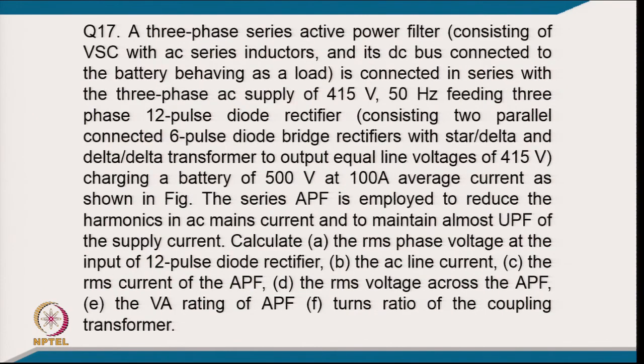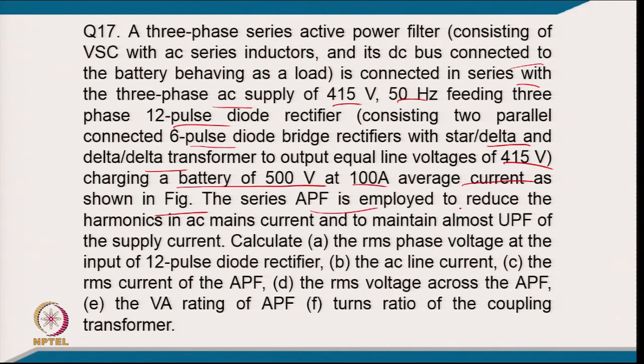So, coming to numerical problem 17: a 3-phase series active power filter consisting of a voltage source converter with an AC series inductor and its DC bus connected to a battery behaving as a load is connected in series with the 3-phase AC supply of 415 volt 50 Hz, feeding a 3-phase 12 pulse diode rectifier consisting of two parallel connected 6 pulse diode rectifiers with a star delta and delta delta transformer to output equal line voltage of 415 volt, charging a battery of 500 volt at a 100 ampere average DC current, as is shown in the figure.